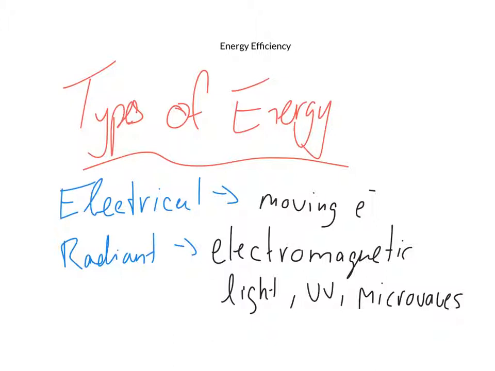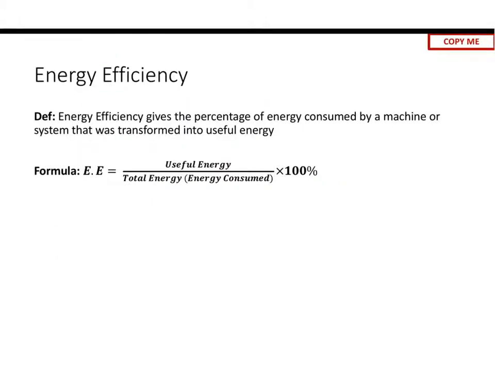But what we are going to be talking about is energy efficiency. Energy efficiency is basically just a simple calculation to see how efficient an electrical device is in using the energy available and transforming it into usable energy. So energy efficiency gives the percentage of energy consumed.